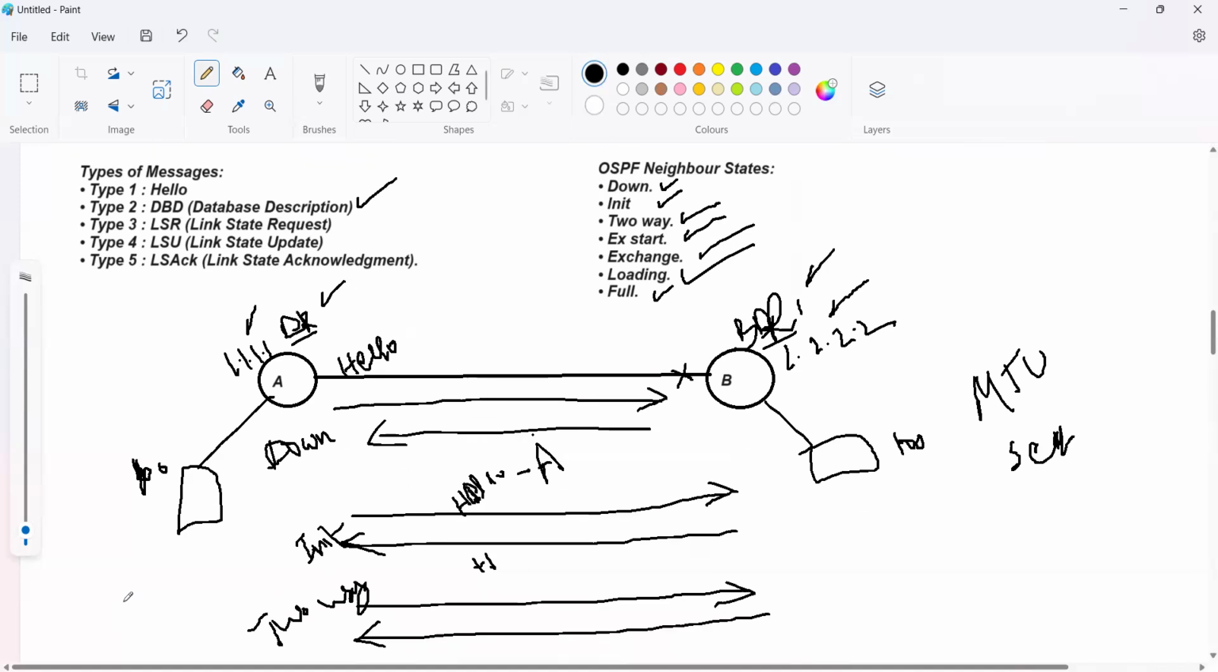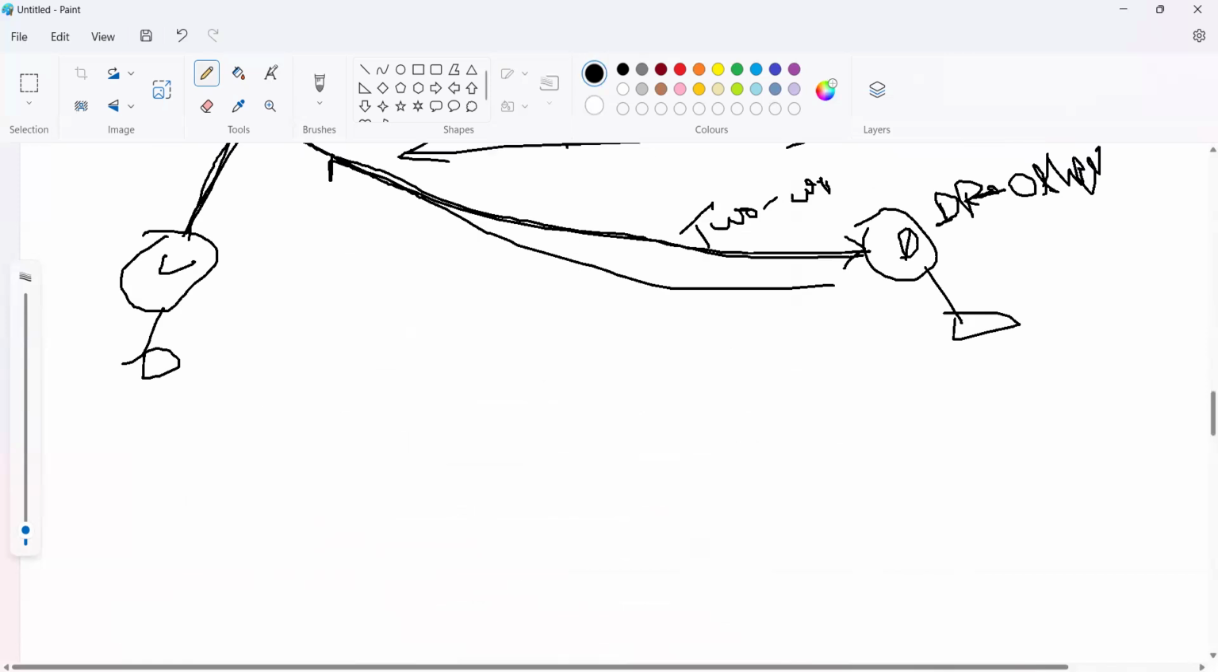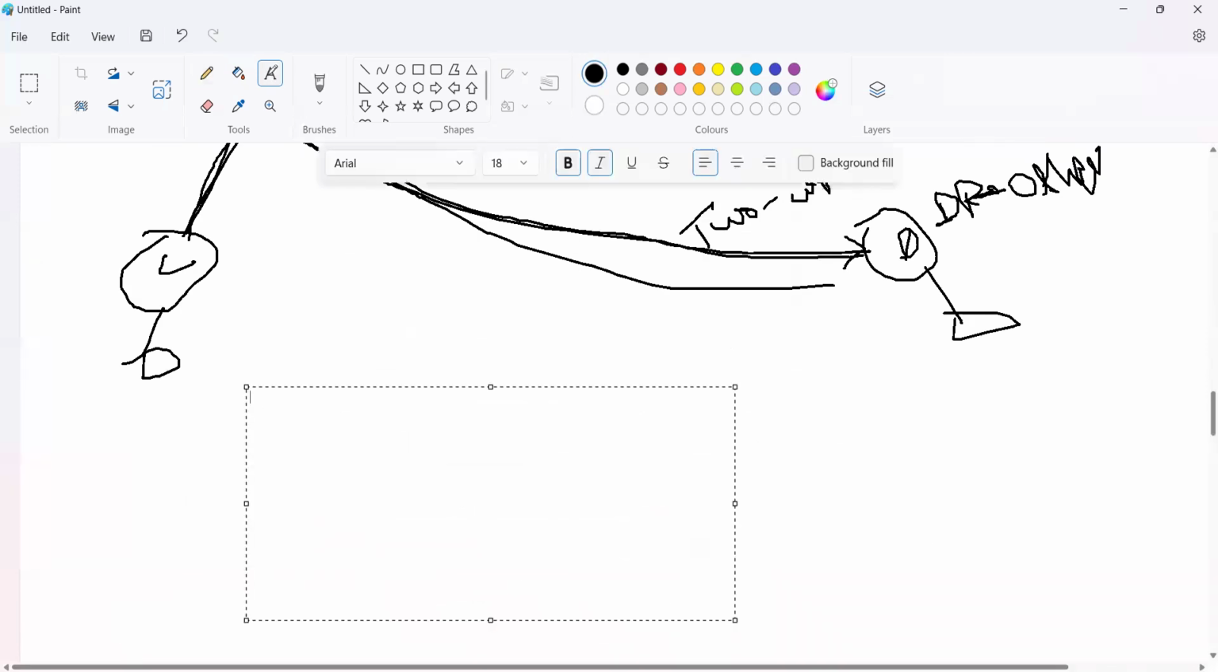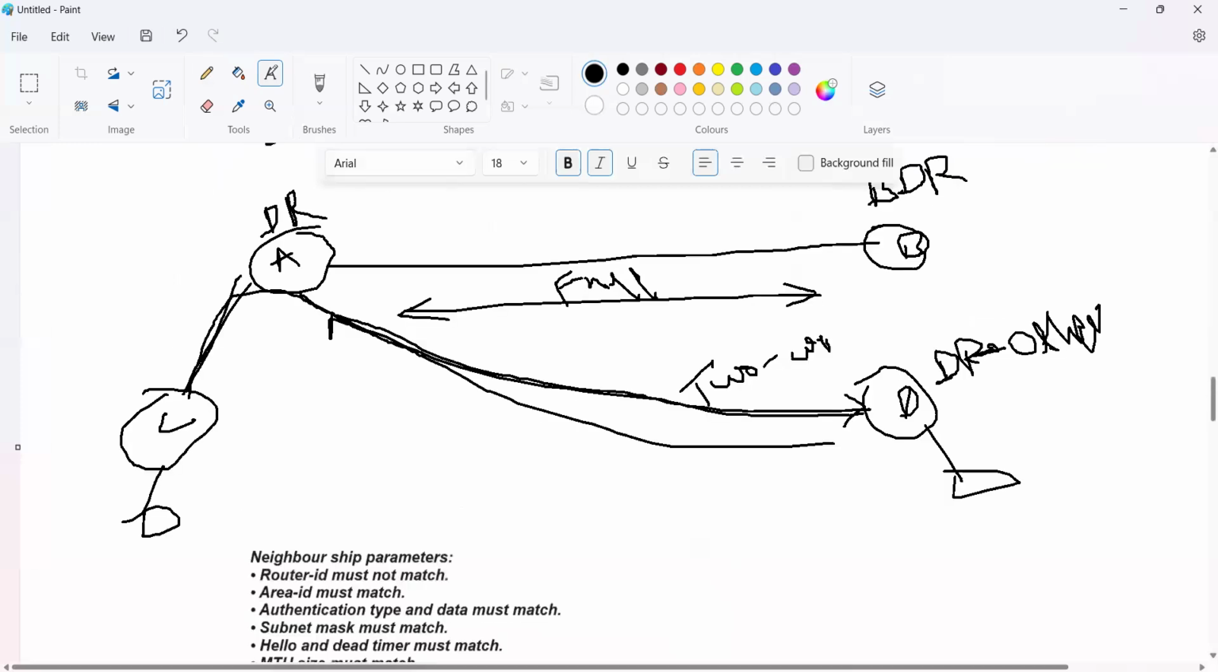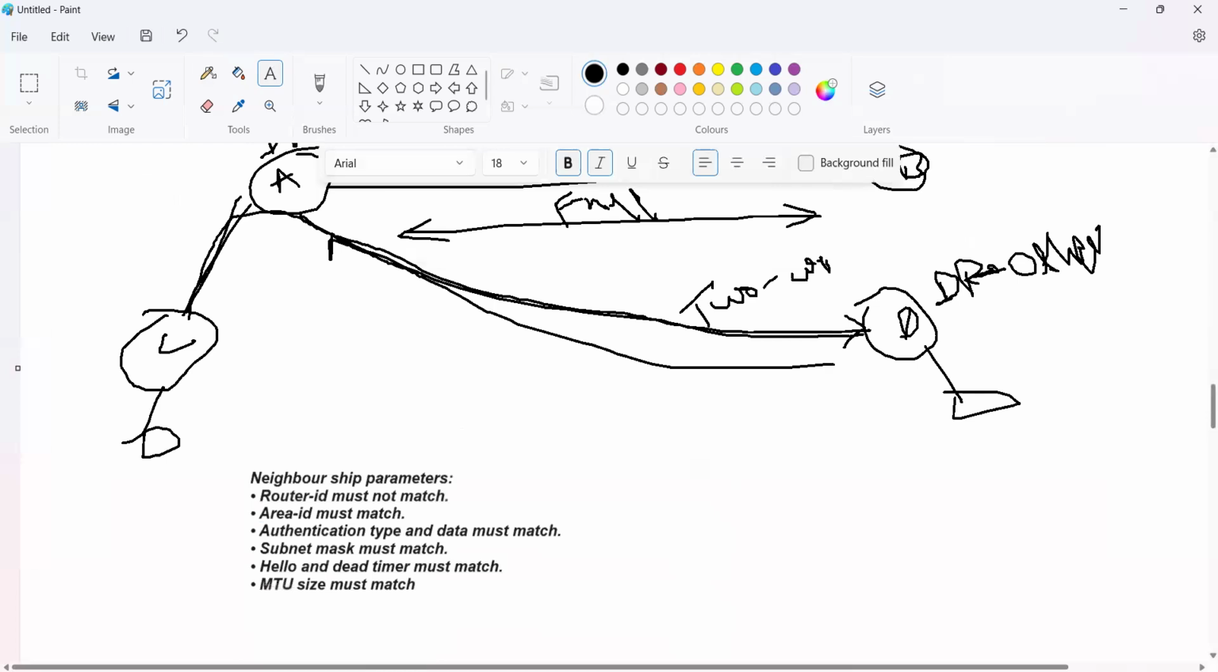So for this, we have some neighborship parameters. What does that mean? Neighborship parameters means whenever they are sending and receiving hello messages, some parameters need to match, and only then will the neighborship be formed. So router ID must be different, area ID must match. What does area ID mean? Area ID is to stop the LSA flooding.